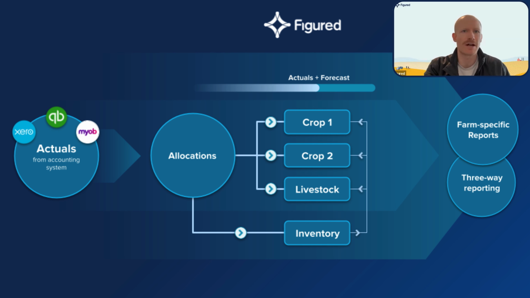And with your farm-specific insights and your three-way reporting across cash flow, P&L, and balance sheet, you really see where that business has been, where it is today, and where it's likely to be heading in the future. So Figured kind of becomes this GPS, allowing you to update your forecast on the fly as actuals from your accounting system are providing that instant feedback.